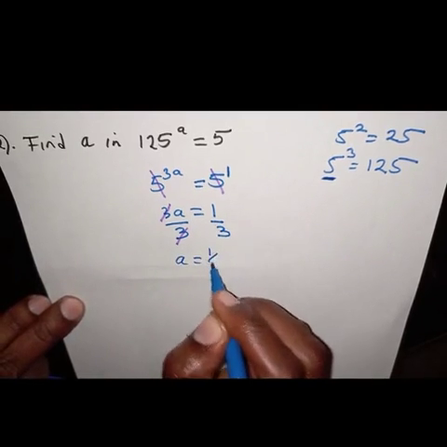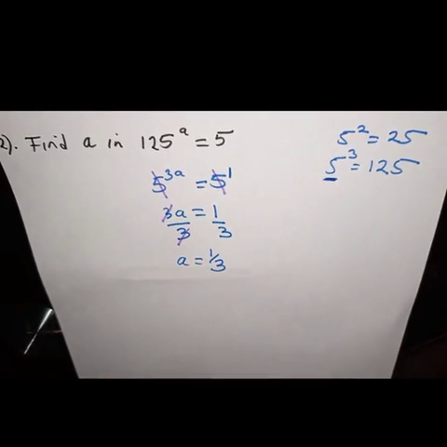Then here we have 1 over 3. So a represents 1 over 3. This is what you're supposed to do.